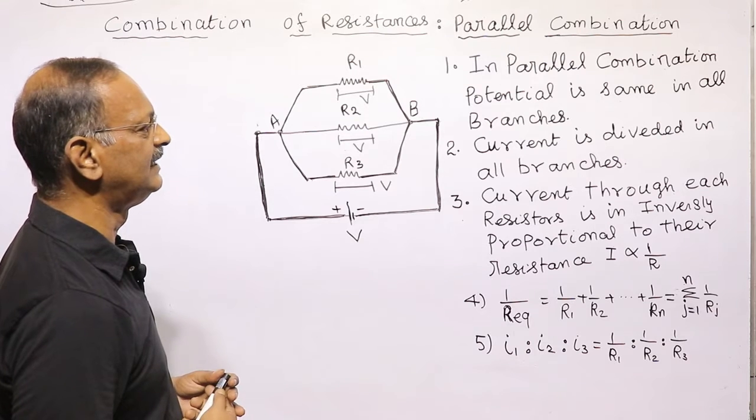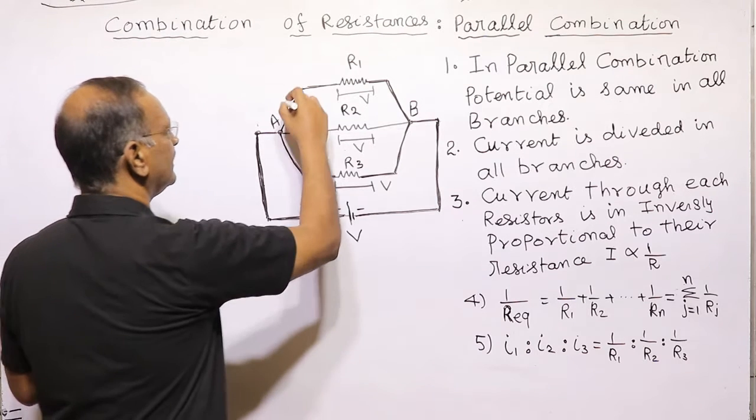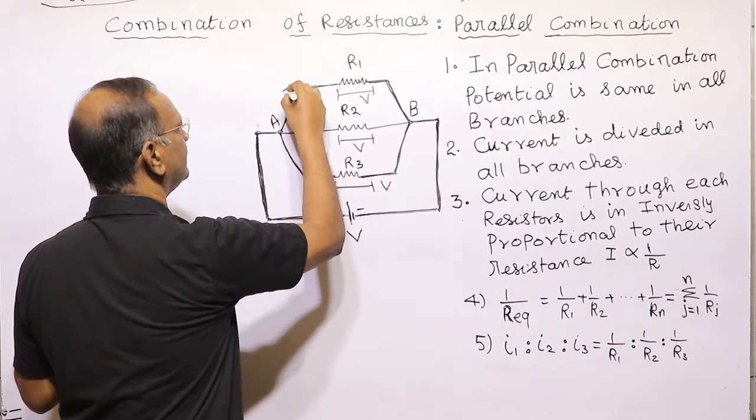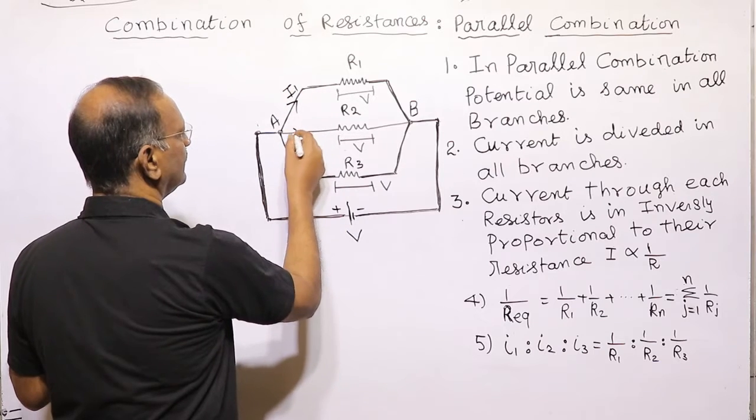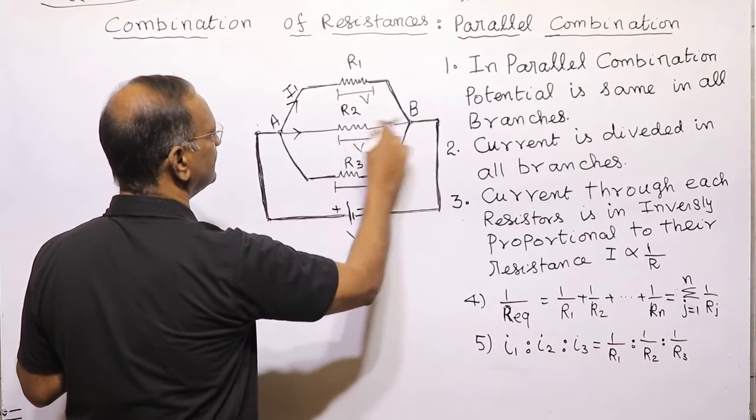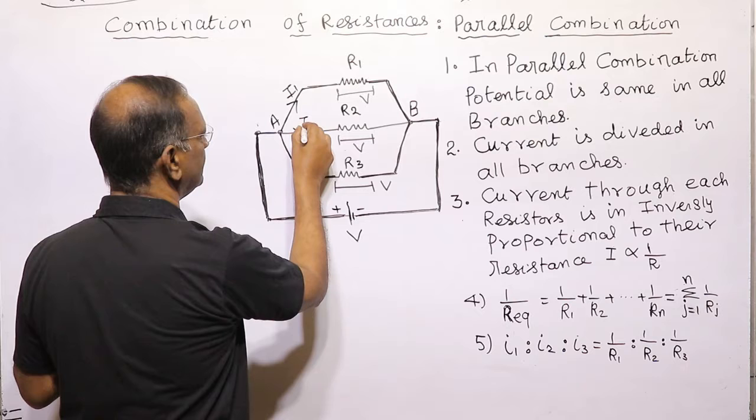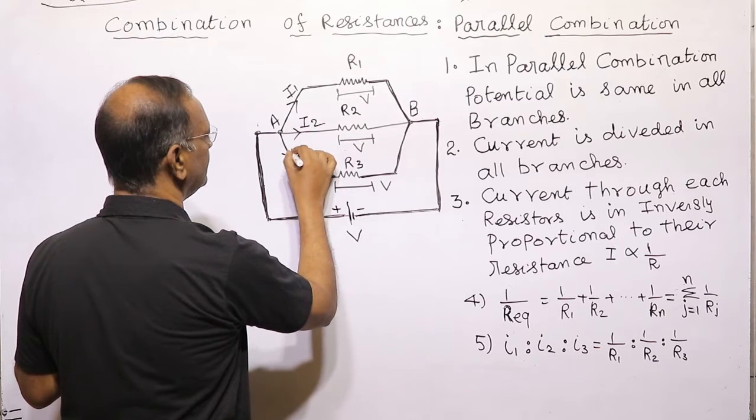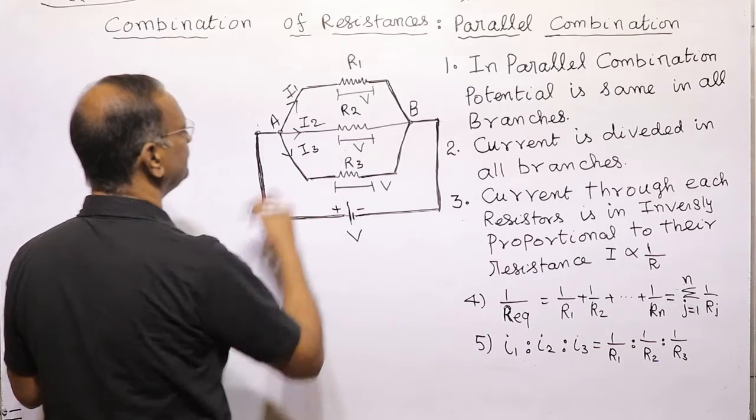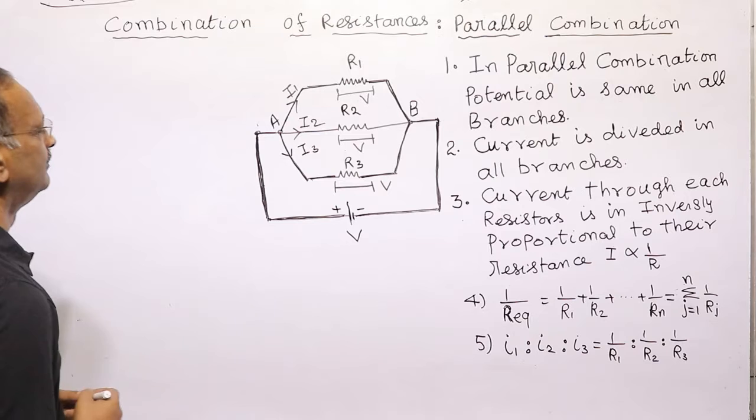The current is divided in all the branches. See, this is one branch, second branch, third branch. The currents are I1, I2 and I3. Current is divided in all the branches.